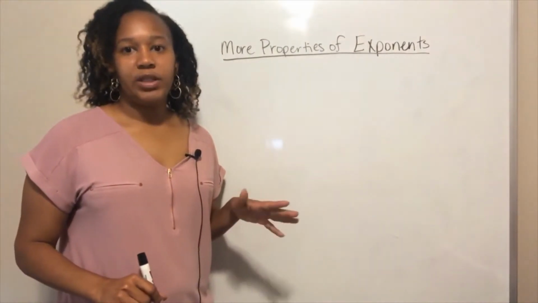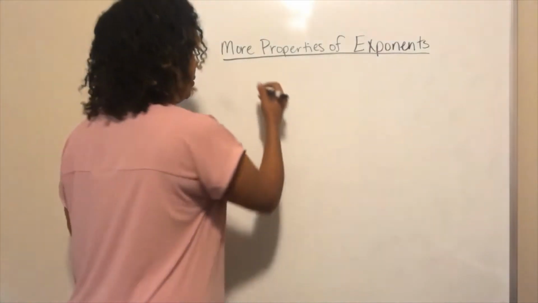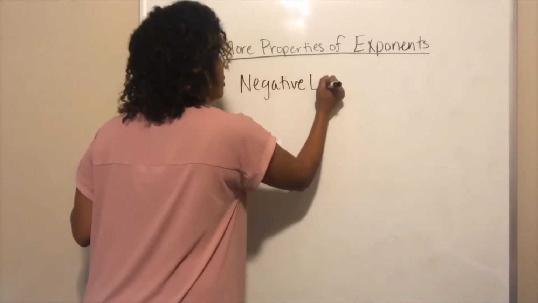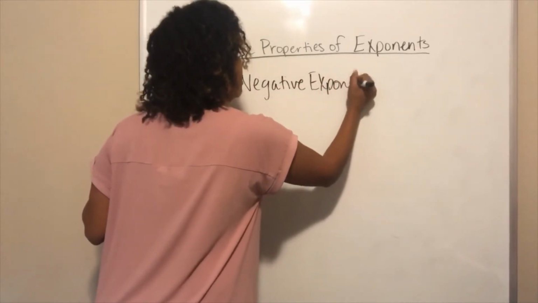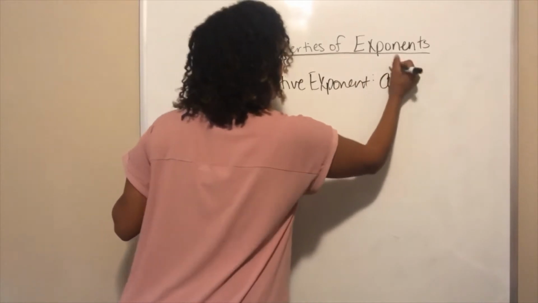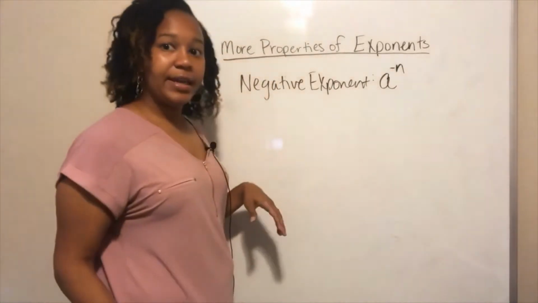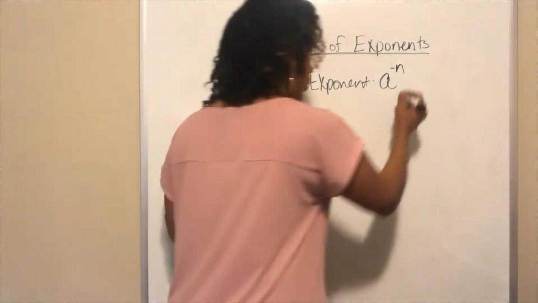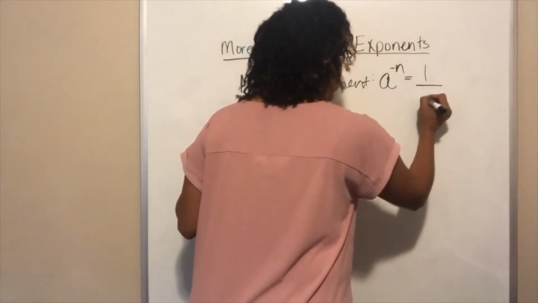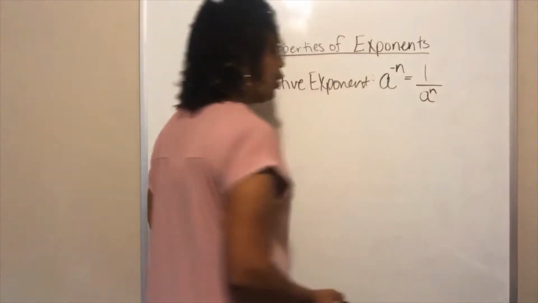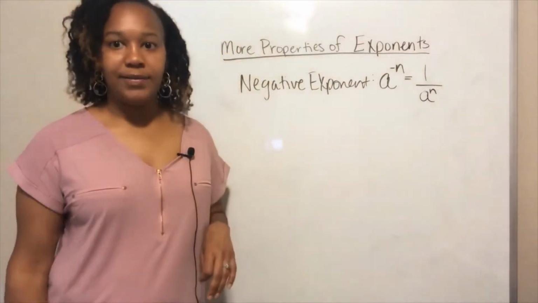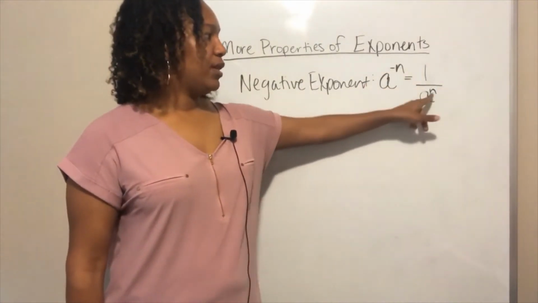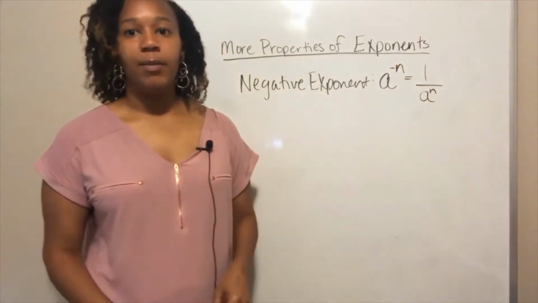The next property we're going to talk about is the negative exponent rule. It says if you want to raise something to a power that's negative, then what you have to do is rewrite it as a reciprocal. So rewrite that under 1, and then the power or the exponent becomes positive. So this is the negative exponent rule. You make it a reciprocal, and then your exponent, which was negative, now becomes positive.